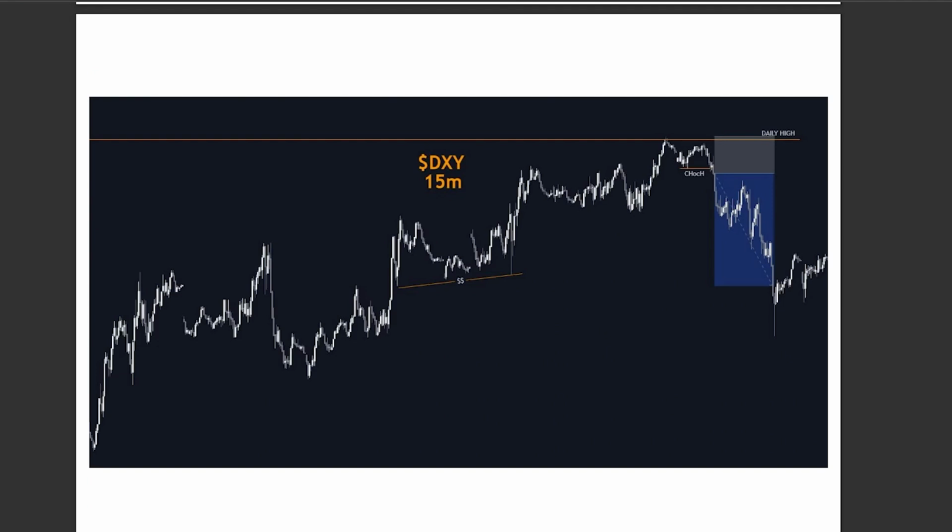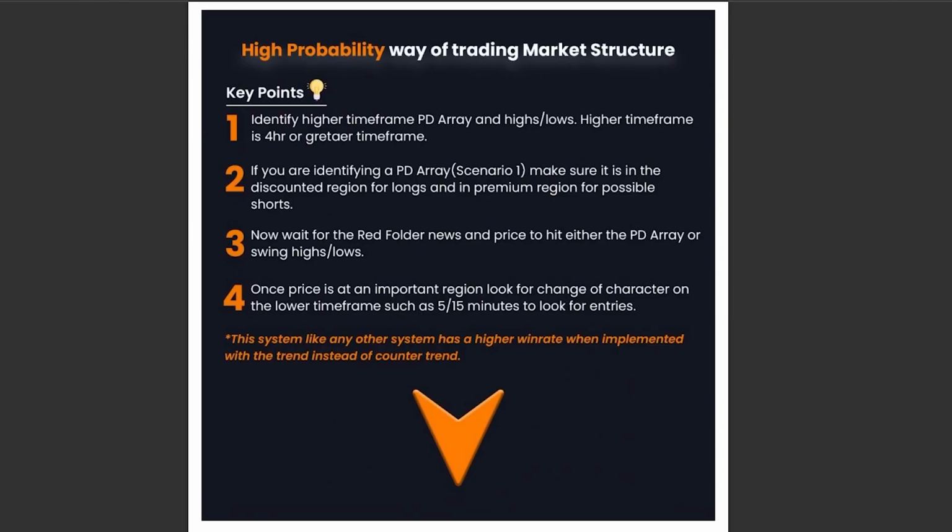As you can see, price came and took this higher time frame lower high, took the buy side liquidity and then moved towards trending down. So what was this scenario? This was scenario 2, in which we take the stop losses or the buy side liquidity and then we perform the real move. Now we move on to the high probability way of trading market structure.